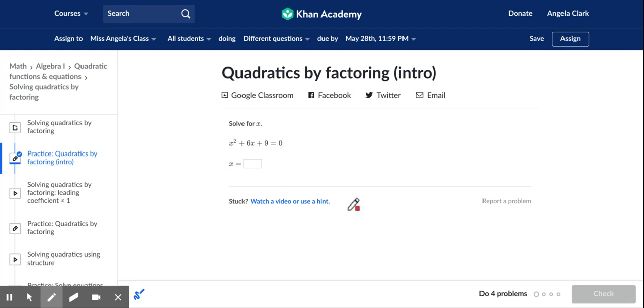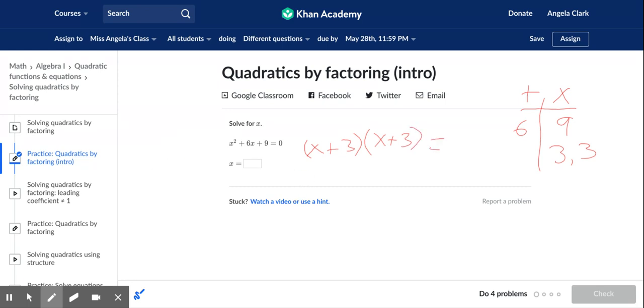So remember, to factor, I'm looking for two things that multiply to 9 and add to 6. So that's going to be 3 and 3. Right? 3 times 3 is 9. 3 plus 3 is 6. Nothing was negative, so I don't have to worry about that. So the factored form of this is x plus 3, x plus 3.